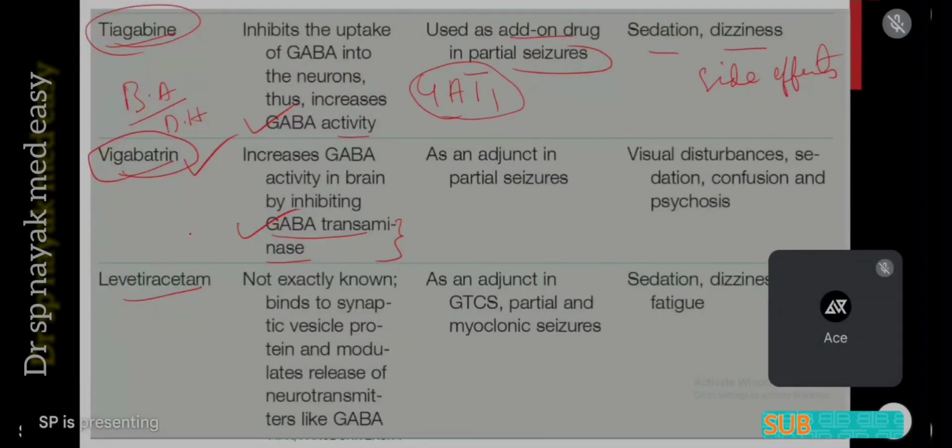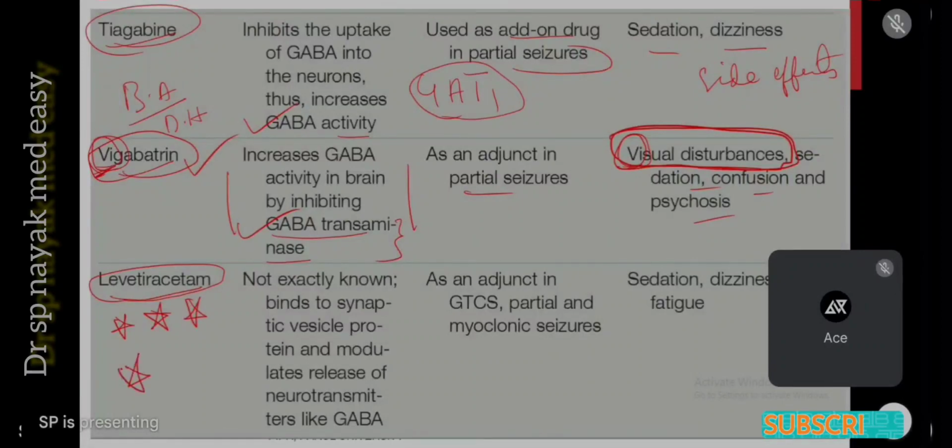Same as before, Vigabatrin being a single mechanism drug, it is given as an adjunct in partial seizures. For Vigabatrin, remember the adverse effect: V for visual disturbances. Sedation, confusion and psychosis are common, like other anti-epileptic drugs. Okay, this is an important point you have to remember for Vigabatrin. Next is Levetiracetam, a very important drug.